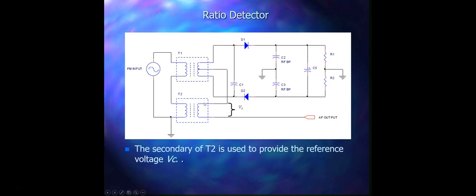This T1 and T2 are usually a matched set of transformers designed especially for the ratio detector, and they may even be contained in one metal can with the two screw adjustments visible. This T2 you see here will produce the output voltage VC, which is our reference voltage. So that is the only new addition into this circuit. The secondary of T2 is used to provide the reference voltage VC in this one.